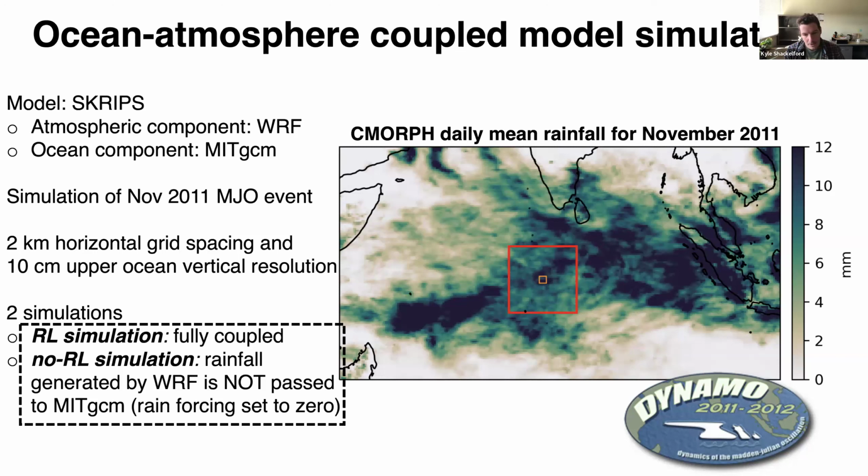In the second simulation, the no RL, or no rain layer simulation, we conduct a mechanism denial experiment in which rainfall generated by WRF is not passed to the MITgcm as surface forcing. So you don't have rain cooling and freshening in the upper ocean, and you don't have rain layers forming in the no rain layer simulation. The two simulations have the same initial conditions and boundary forcing, but you just don't have rain layers forming in the no RL simulation, whereas in the RL simulation you do. The idea is we can look at some domain mean changes between these two simulations to assess how rain layers influence air-sea interaction and MJO atmospheric convection.